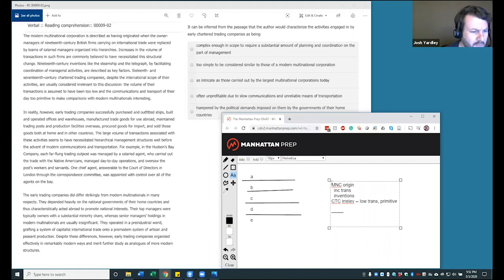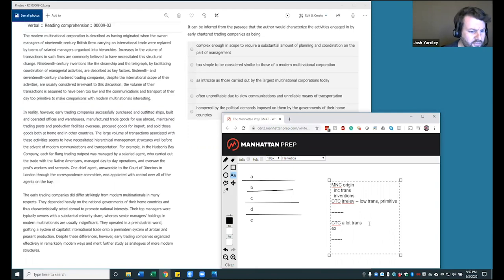In reality, however, we're pivoting here. Early trading companies successfully purchased. Interesting. So we said they were irrelevant in the previous paragraph, but apparently they're not, because they're back in paragraph 2. So the trading companies did a bunch of stuff, and the large volume of transactions, so maybe they have a lot of transactions, contrary to what the first paragraph said, and that may have necessitated this hierarchical management structure. So actually, maybe they're more relevant than we thought. For example, we got some example. I don't really care about the details. Just those are all details. Okay, so maybe the trading companies are more important than we thought.